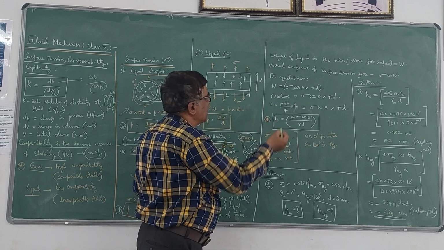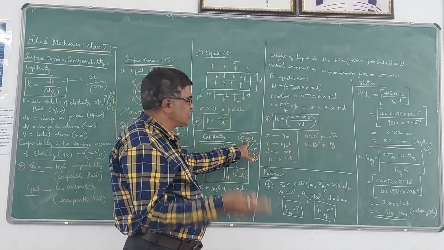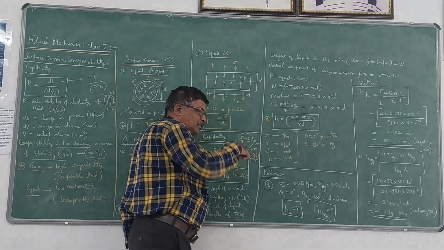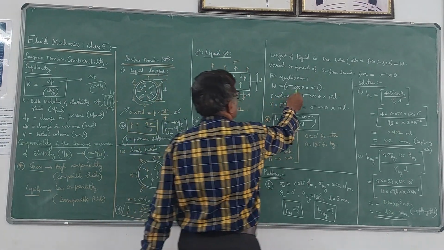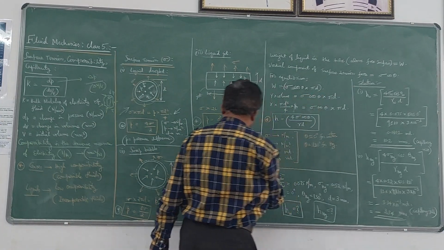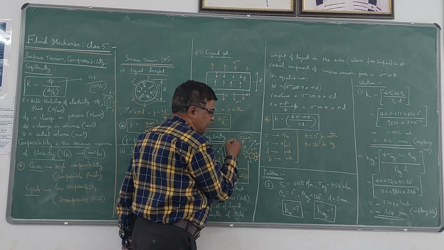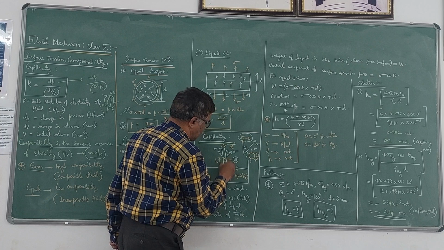If you want to convert the surface tension into surface tension force, the sigma cos theta is acting over a length of the circumference, that is pi into d. So sigma cos theta into pi into d is the surface tension force which is acting in the opposite direction of the weight. The weight will be acting like this. So this should be equated to this. This is downwards, this is upwards.